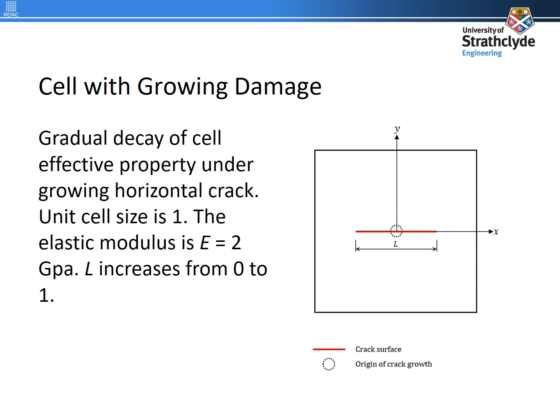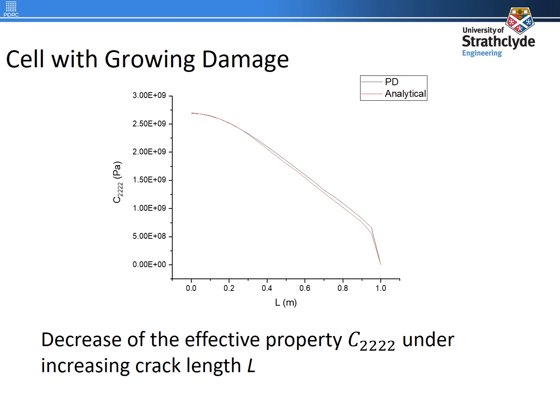Next, for our second example, we have a cell with growing crack damage. Elastic modulus for matrix material is 2 gigapascal. Crack starts growing from the center of the plate, and it grows from 0 length to the width of the plate. The effective properties are being monitored during the crack growth. The numerical result is then compared with analytical solution, and good agreement can be seen between numerical solution and analytical solution.